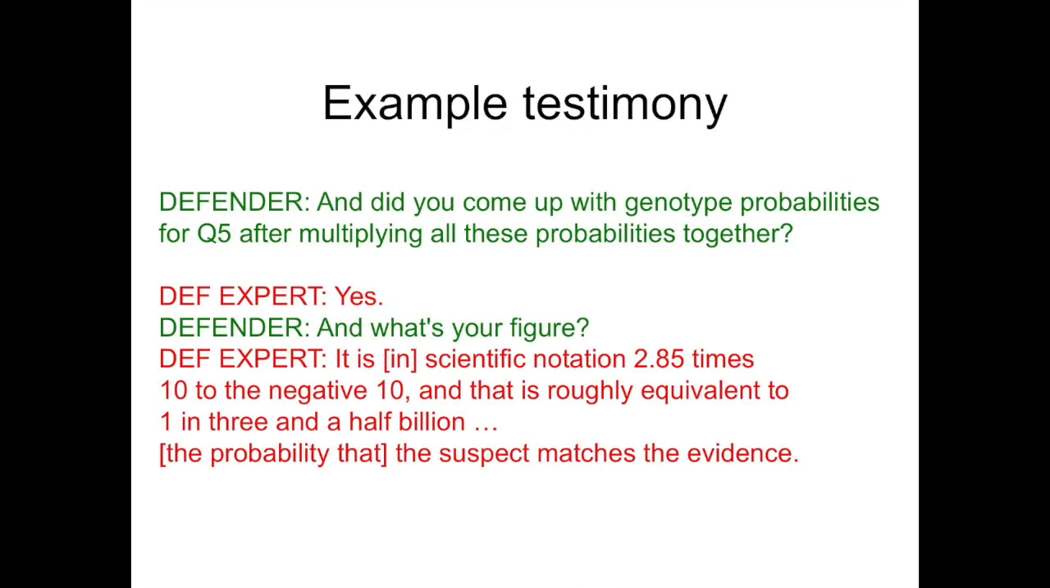In the testimony, the defender asked, and did you come up with genotype probabilities after multiplying all these probabilities together? Yes, came his expert's reply. And what's your figure? Asked the defender. Roughly 1 in 3.5 billion, said the defense expert. That's the probability that the suspect matches the evidence. Seems really small, right? The distracted jury is thinking, the prosecutors were talking about these big DNA numbers, but only 1 in a billion chance of a match? Oh my, what's gone wrong with math today?